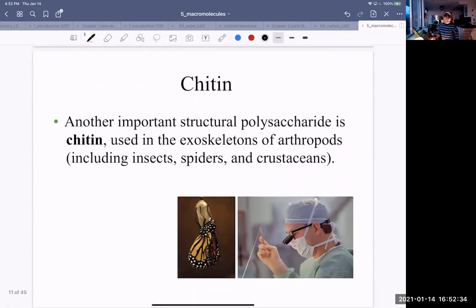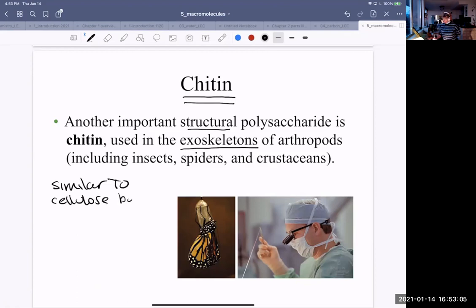And another important polysaccharide that you don't talk about in anatomy and physiology, because nobody really cares about chitin there, but chitin, it's a very important structural polysaccharide. It's used in the exoskeletons of arthropods, insects, spiders, and crustaceans. It's very similar to cellulose, but it contains a nitrogen-containing appendage.